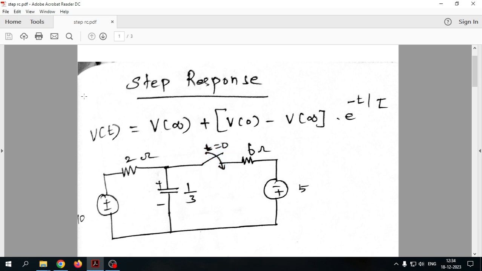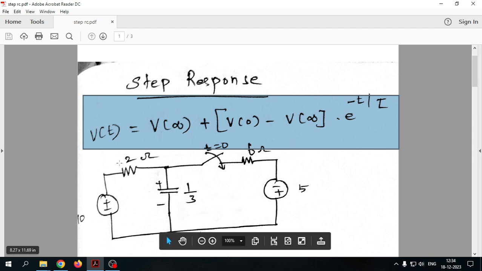To calculate the step response, this is the formula. We are going to find the total response of a circuit either before the switch opens or after the switch opens, and whether a new source is added suddenly to the circuit or we have a previous source already available in the circuit. So we are going to include all these things to find the step response of a circuit.